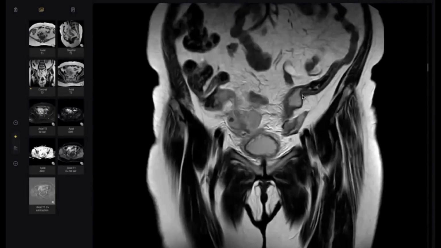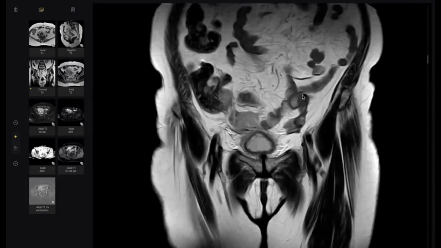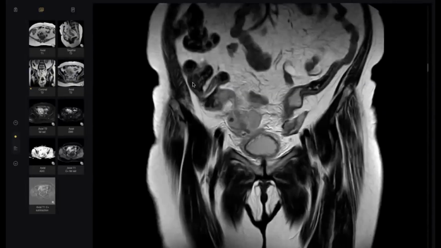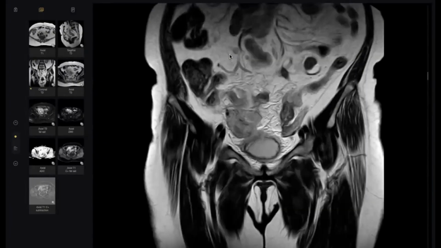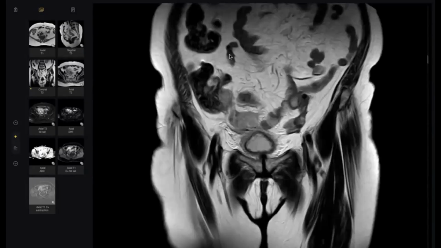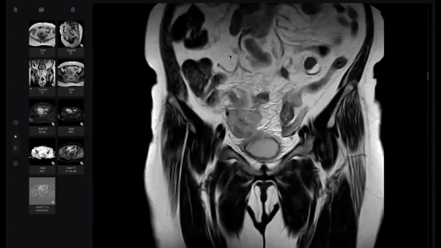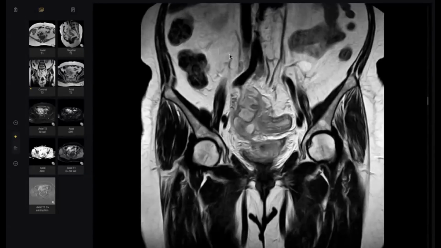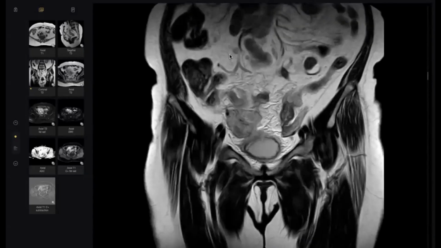Let me see its connection with the cecum. The ileocecal junction is intact, but this is going towards the right iliac fossa and towards the cecum. I'm thinking this can be a case of acute appendicitis if the inflammatory markers are raised, with intense enhancement and collection.